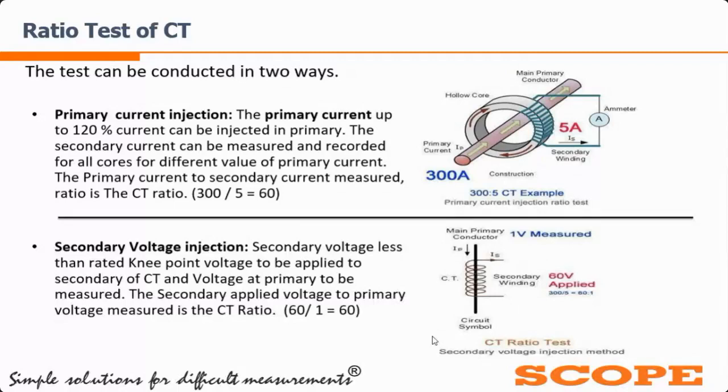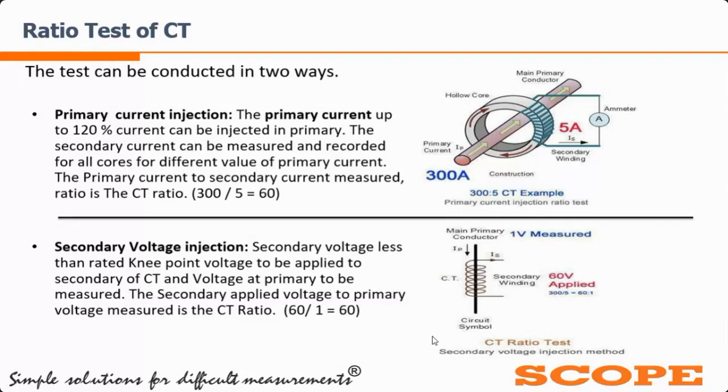In this image, you can see the primary current injection method, with a 300 ampere by 5 ampere CT. In that case, we need to inject 300 ampere from the CT primary side, and accordingly we need to measure the CT secondary current from the CT secondary side. So by formula, 300 ampere primary current divided by 5 ampere secondary current is equal to 60, which is the CT ratio.